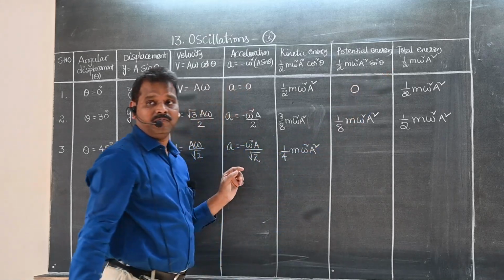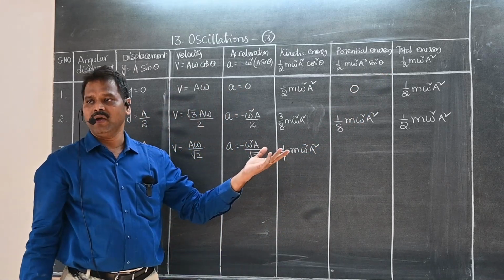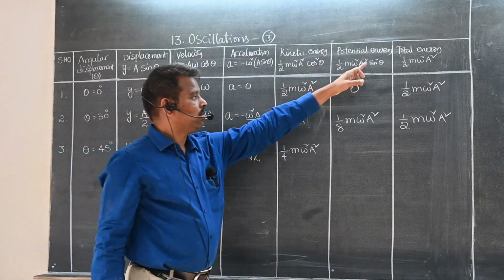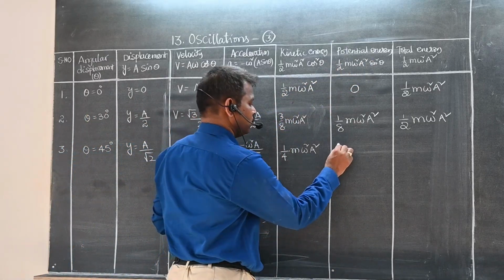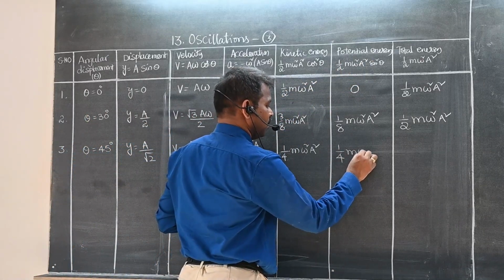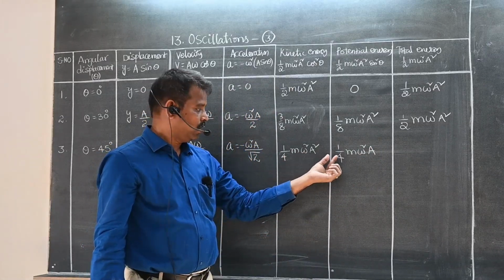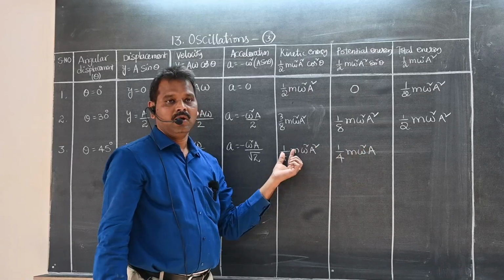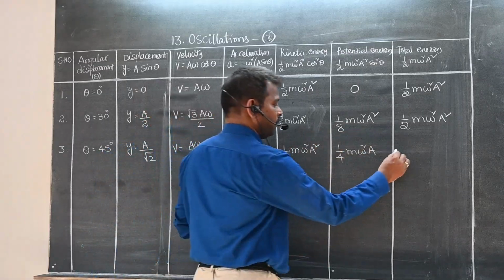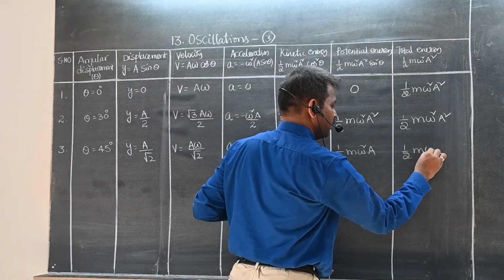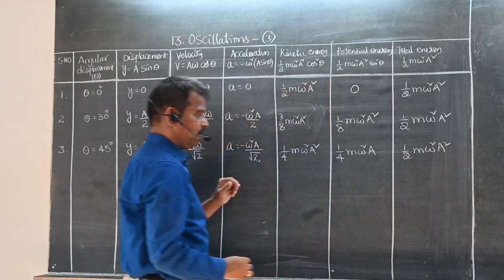Here sin 45 is also 1 by root 2, whole square is 1 by 2, into 1 by 2, 1 by 4 m omega square A square. This is a quarter m omega square A square, another quarter m omega square A square. Adding the quarters gives half m omega square A square.